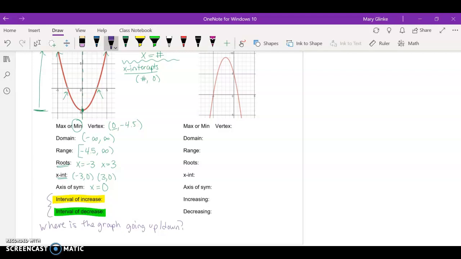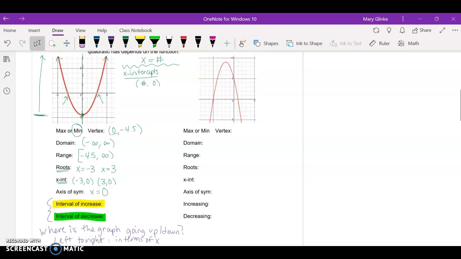That's what this means. Where is the graph going up or down? Now, when you answer this, you're always going to answer from left to right, just like your domain. And then also, this is always going to be in terms of x.